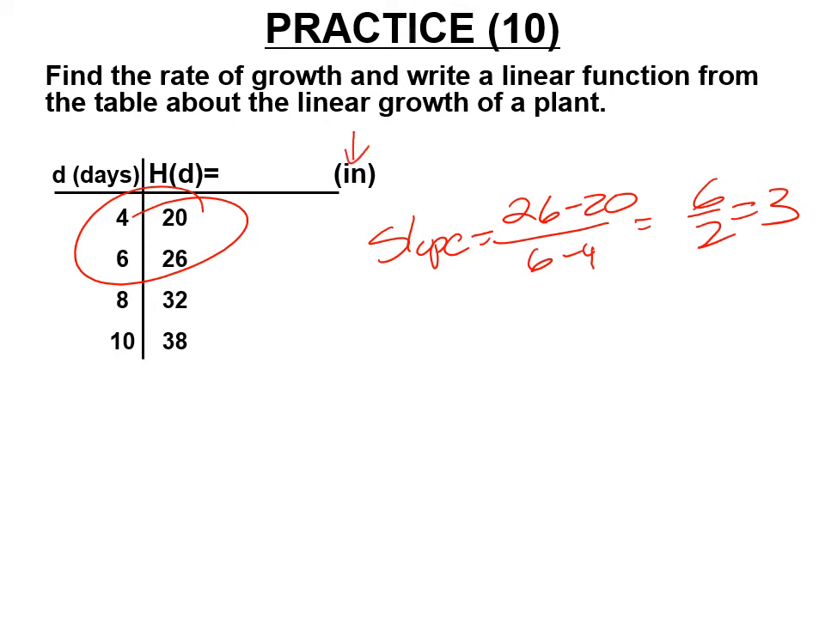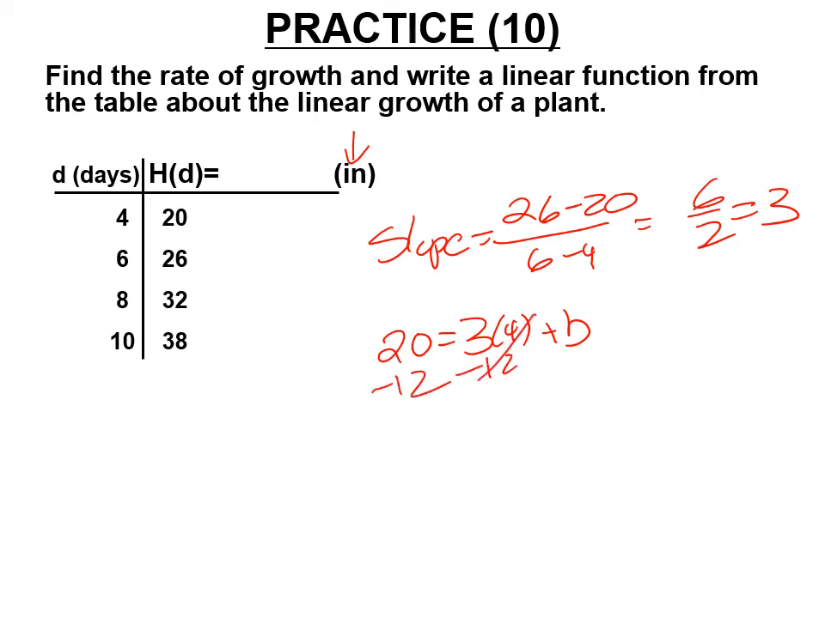3 inches per day. Okay, so we're going to put that in y equals mx plus b. And then we're going to use any of these points, right? The h is where that is. 20 goes there, 4 goes there. 3 times 4 is 12. Subtract 12 from both sides. b is 8. So the equation here is h of d equals 3d plus 8.